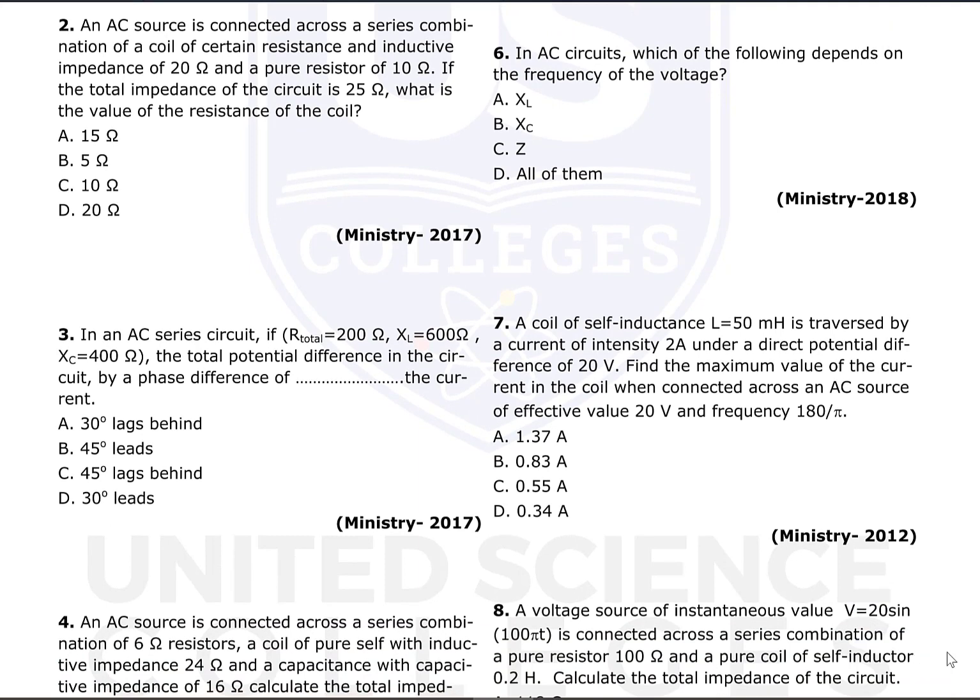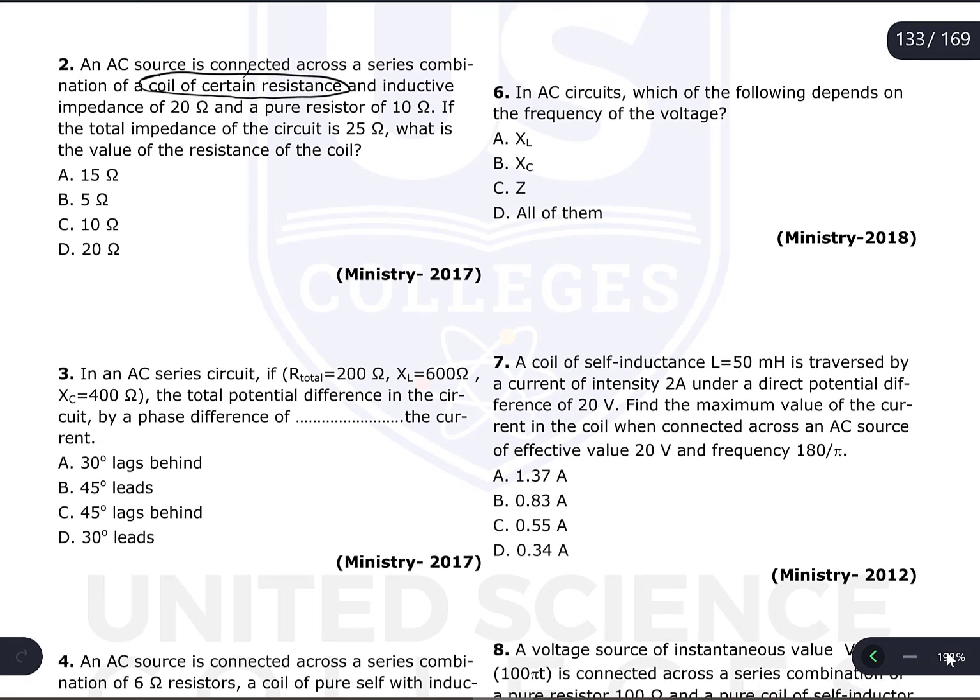Question number 2. An AC source is connected across a series combination of a coil of certain resistance. So when it says coil of certain resistance, it is not a pure coil. That coil must have a resistance. I will represent this resistance of the coil by R sub L. An inductive impedance 20 ohm, which is XL. And a pure resistor. There is a second resistor connected in series with this coil, which is impure. So this is R. If the total impedance of the circuit is 25 ohm, which is Z, what is the value of the resistance of the coil?